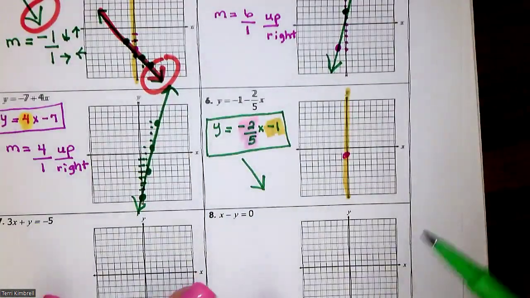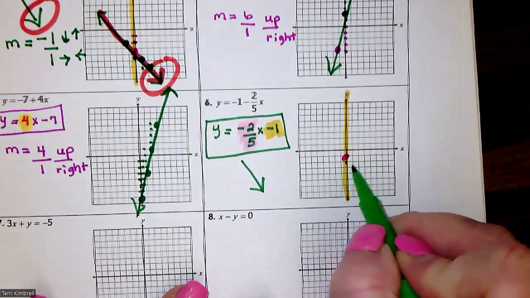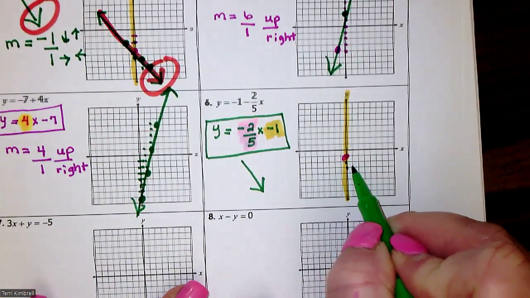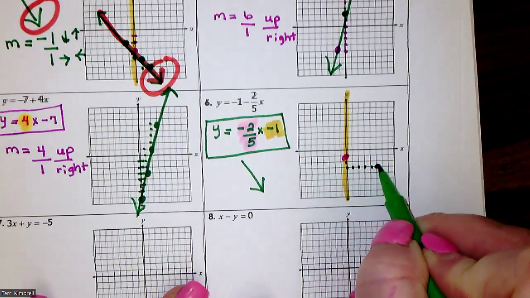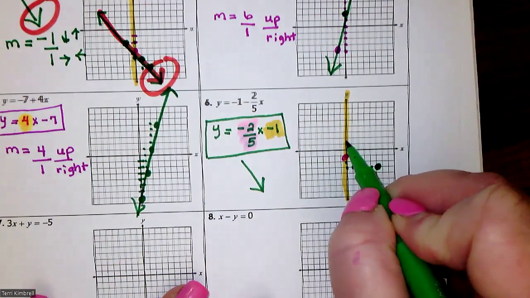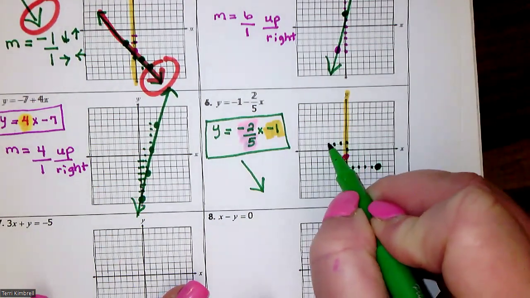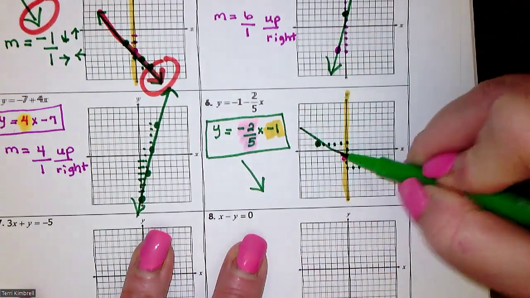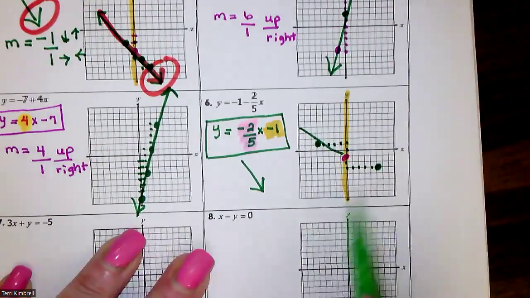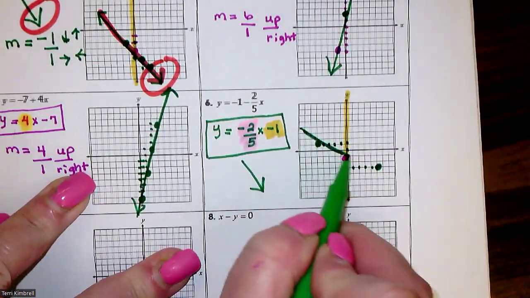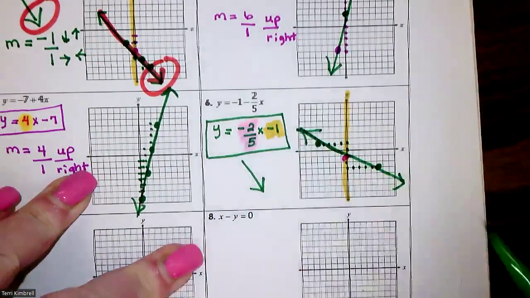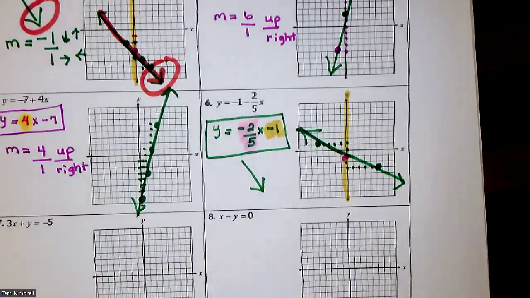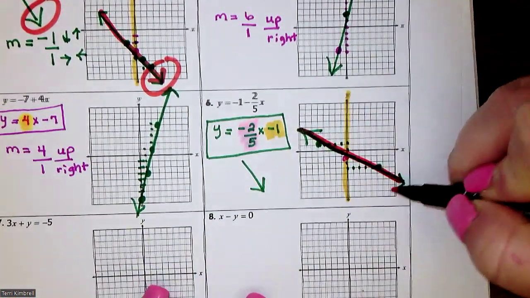And with this one, you're going to go down 2 and right 5. And then up 2 and left 5. And remember that your line should be going downhill. So make sure when you draw that it's going downward.